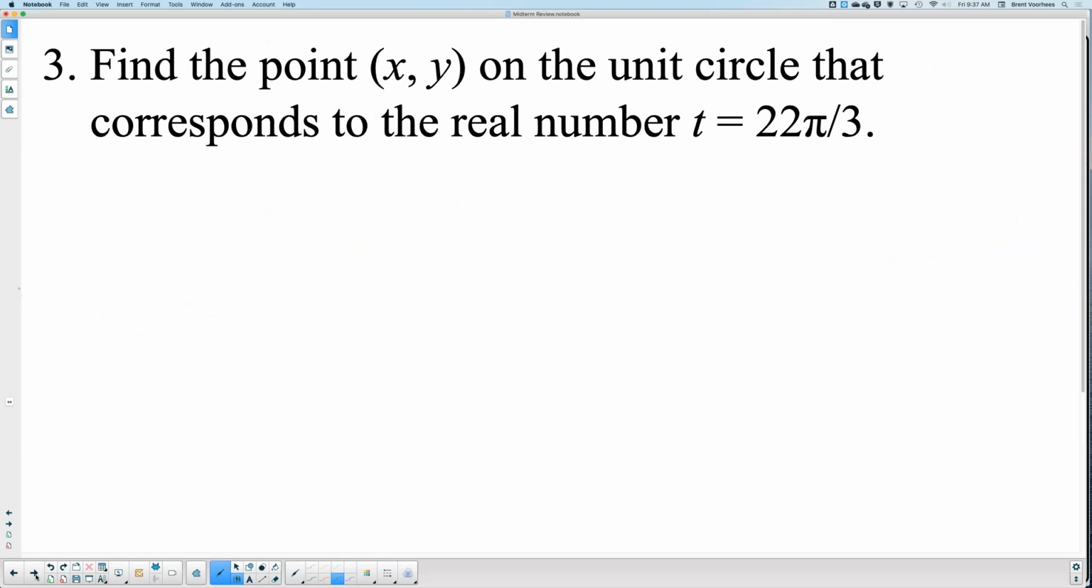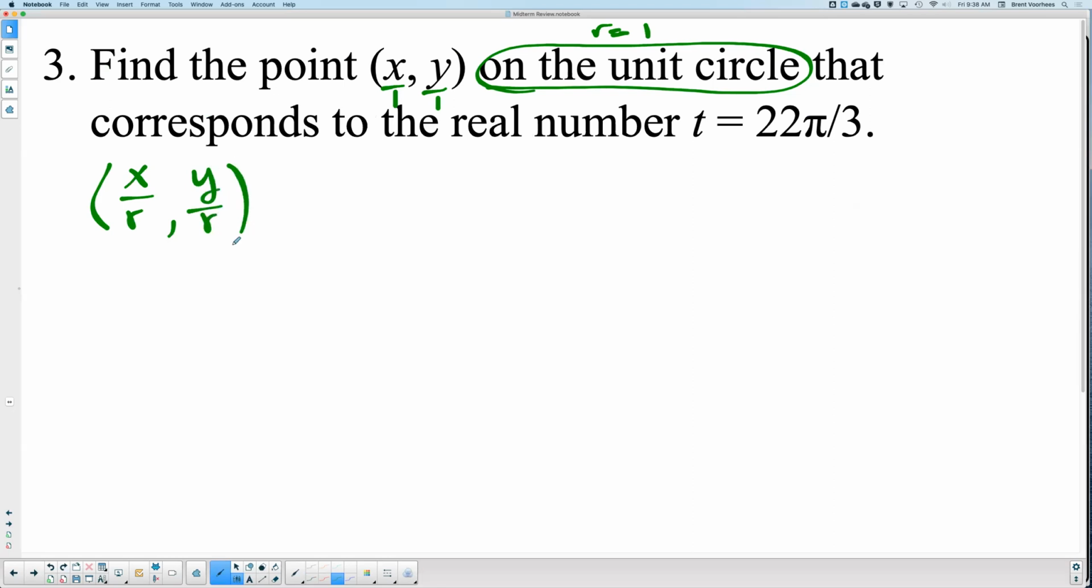Find the point X comma Y on the unit circle that corresponds to the real number T equals 22 pi over 3. If it says on the unit circle, that's telling you something important. What's it telling you? The radius is 1, which means if I put this over 1 and this over 1, which doesn't change the problem, I have X over R, comma Y over R. What's X over R the same thing as? Cosine. I have cosine, comma sine, because it's a unit circle.